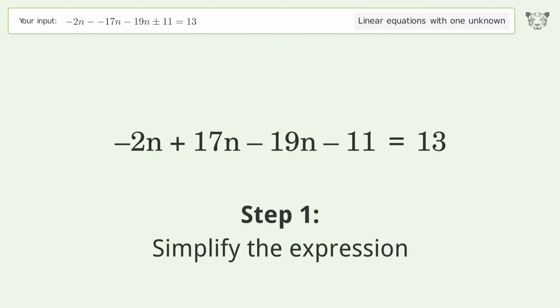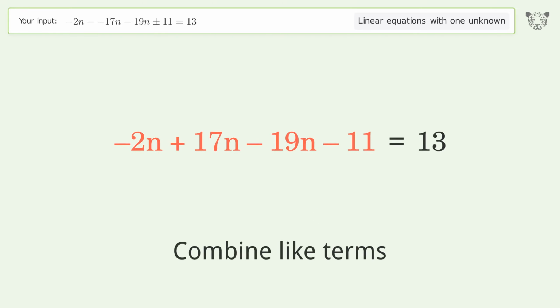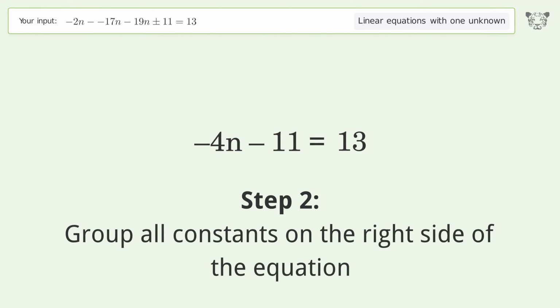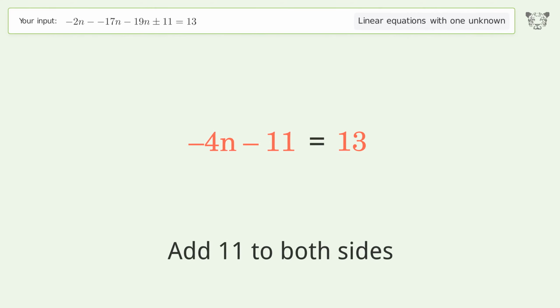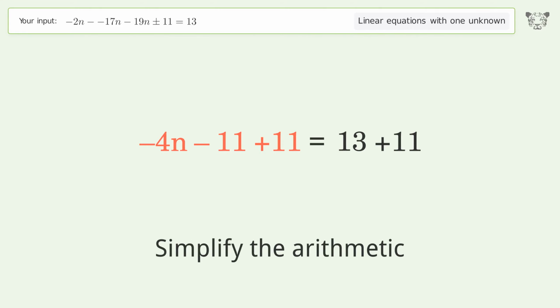Simplify the expression. Combine like terms. Group all constants on the right side of the equation. Add 11 to both sides. Simplify the arithmetic.